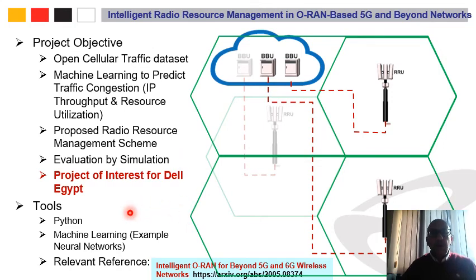What are the tools that we will be using? We will be using Python and machine learning. An example of tools is in this paper that I am showing over here. They're using neural networks to do the prediction of congestion. And therefore, if you're interested in this project, it would be nice to check this reference: Intelligent ORAN for Beyond 5G and 6G Wireless Networks. This is the link for this, but if you search by the name, you will be able to find it easily from Google Scholar. So this provides an overview of this project.